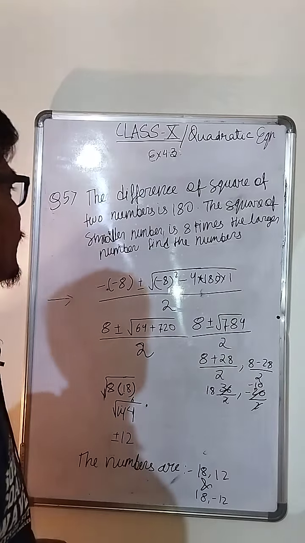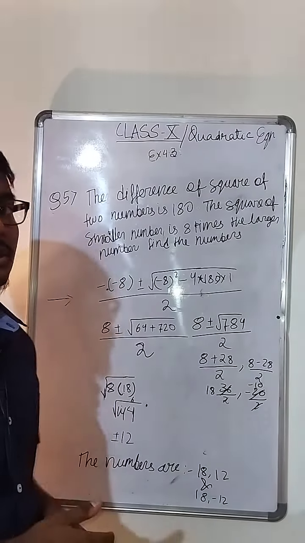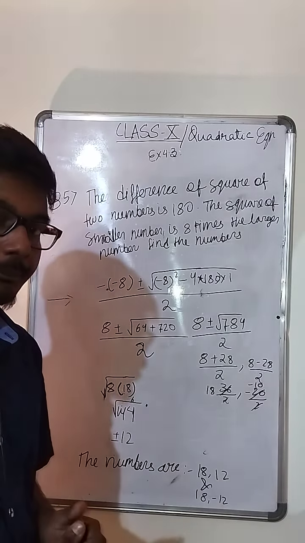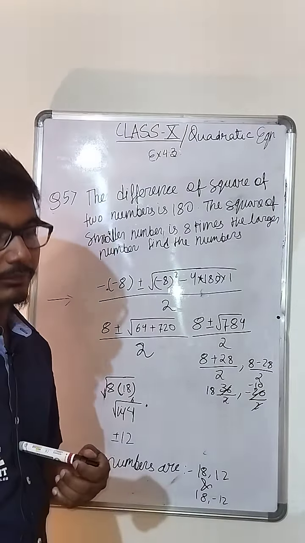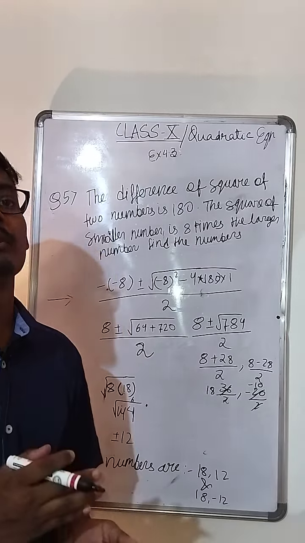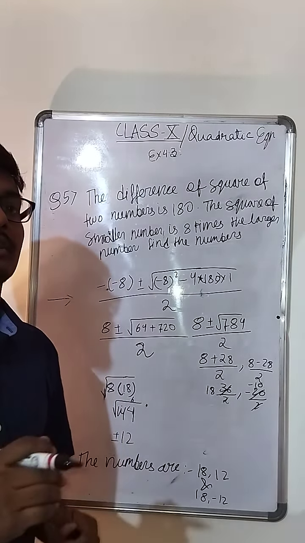So this is the method to find the equation and the roots of the equation. One way is that we have done it by the completing square method. Another one is the quadratic equation formula, and another is the factorization method.